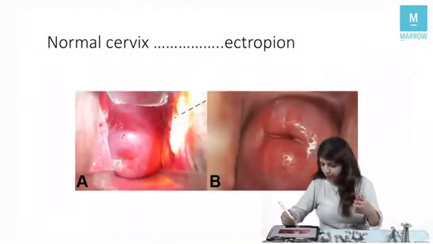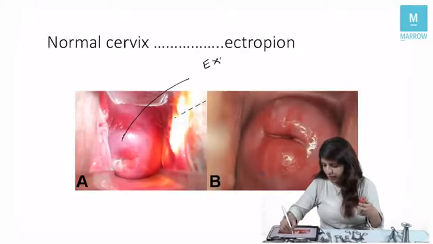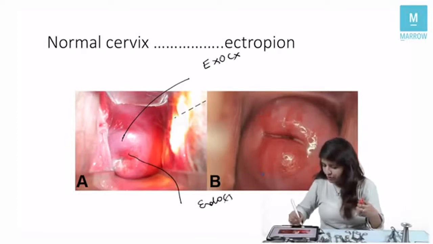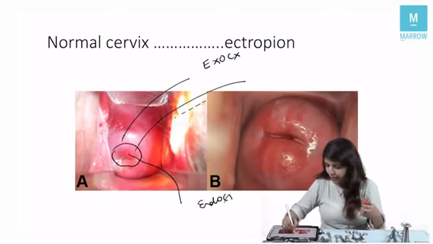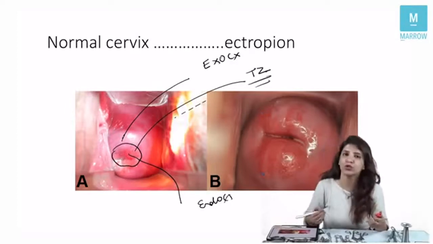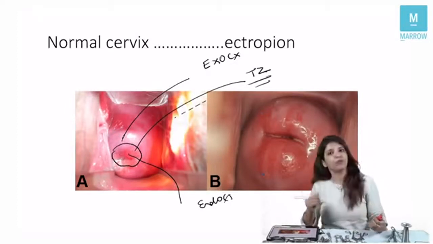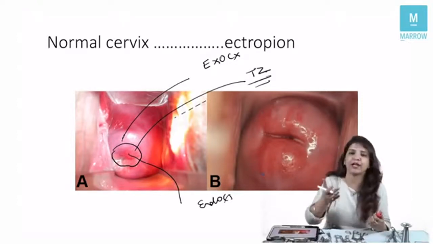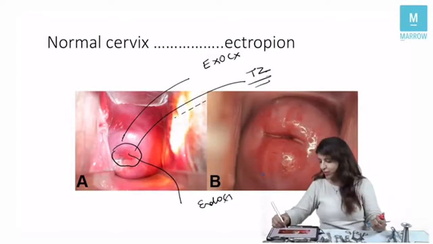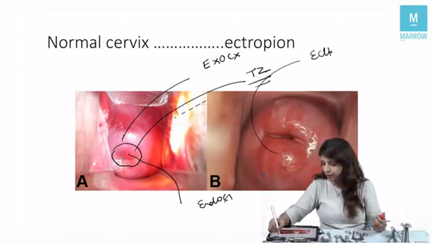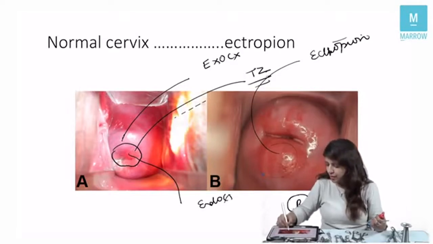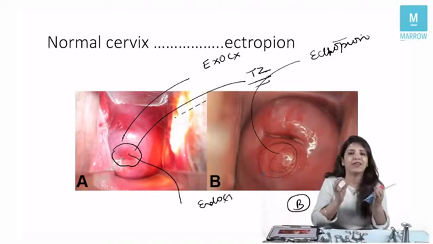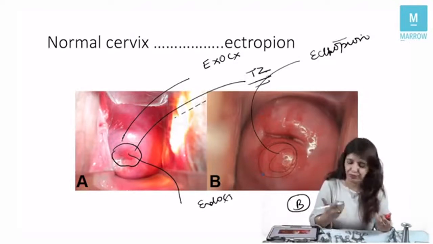In this image, the pink colored part will be the exocervix. Whatever red colored part you are seeing will be the endocervix, and in between them, whatever pale area you get will be the transformation zone, right? Now suppose a lot of red area starts appearing on the pink area. That means the endocervix has moved out, and that is called ectropion. So in image B, you can see a lot of red colored area. That means the endocervix has moved out, right?